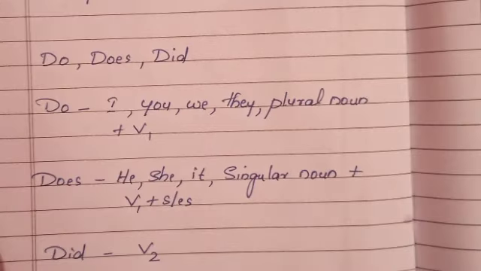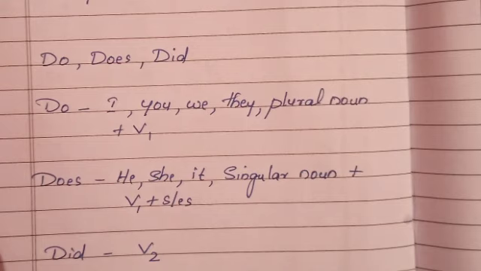In such cases, we should take the form of do, does and did. Do, does and did. If the subject is plural, that is I, you, we, they, or a plural noun. Plural noun means children, students, teachers. All these are plural nouns. So, if the subject is I or you or we or they or a plural noun, take the form of do. Is it clear, children?